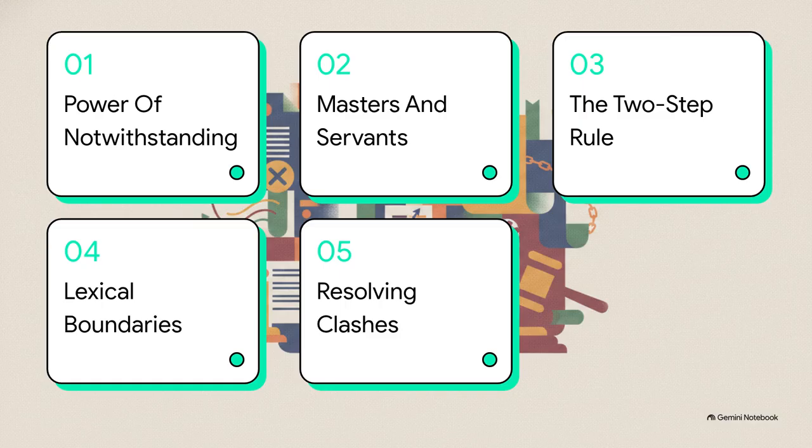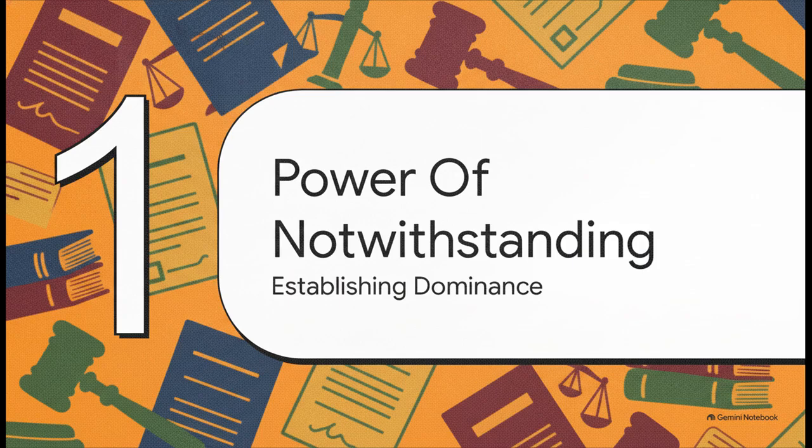To really unpack how this works, we've got a quick 5-part agenda. First, we'll look at the fundamental power of notwithstanding. Second, masters, servants, and parallels. Third, the two-step clarity rule. Fourth, why lexical boundaries matter. And finally, resolving legal clashes.